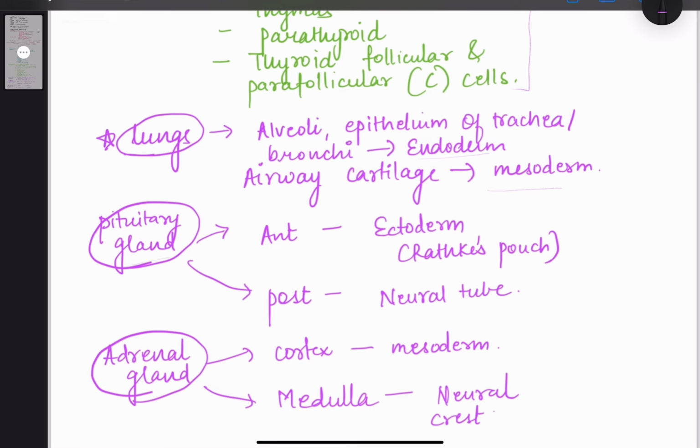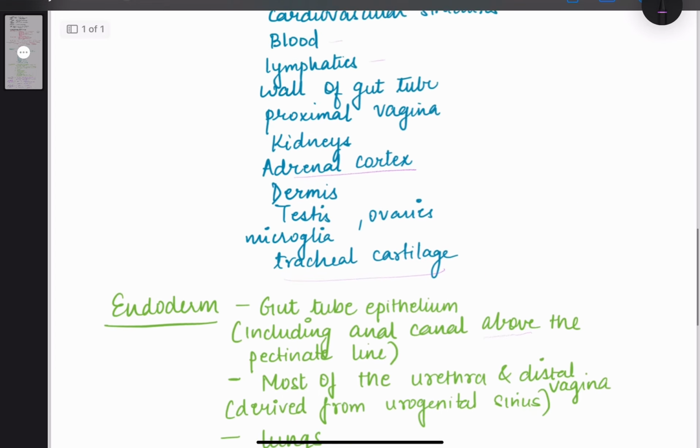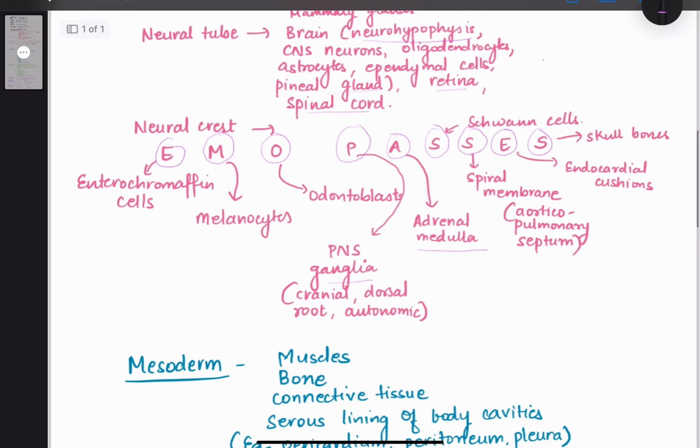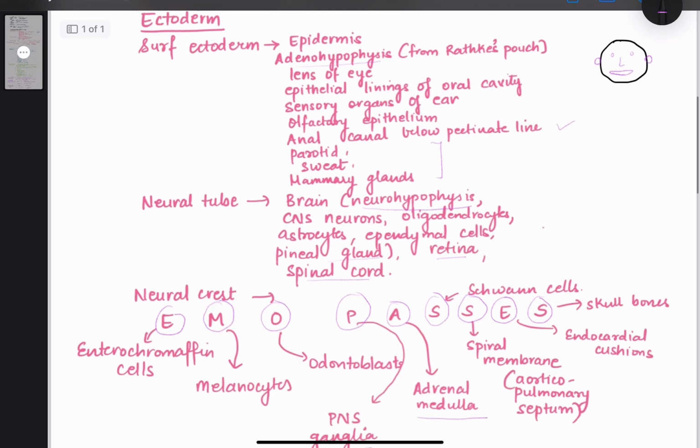Talking about pituitary gland, anterior is from ectoderm. It is from Rathke's pouch, and the posterior pituitary gland is from neural tube. Talking about adrenal gland, the cortex is from mesoderm and the medulla is from the neural crest. So those were some differentiating features. And that's all about embryological derivatives.